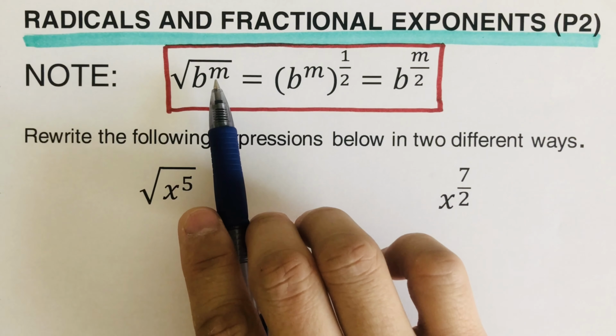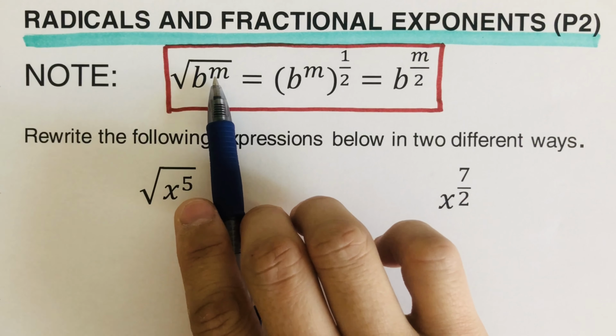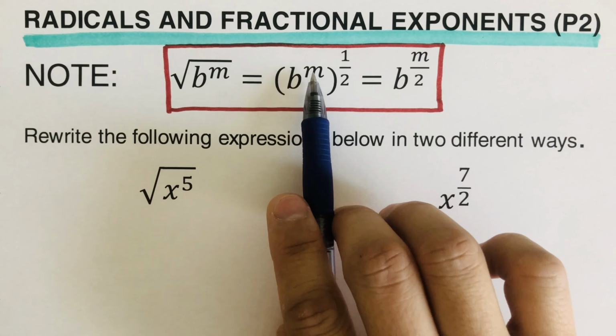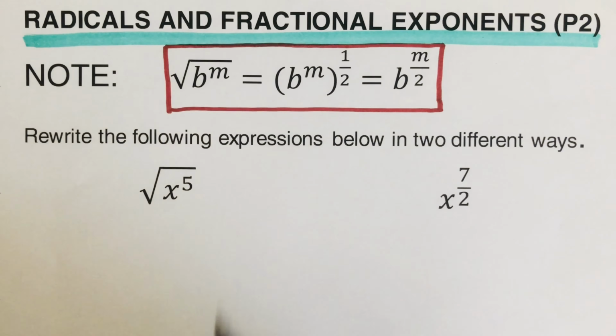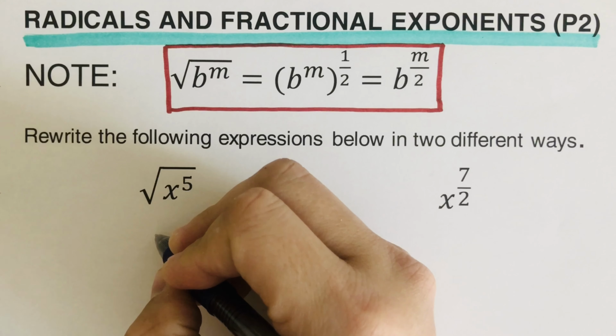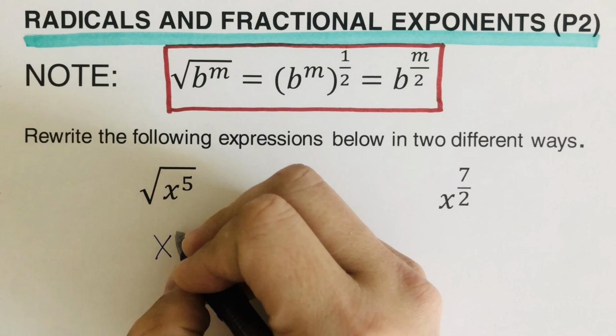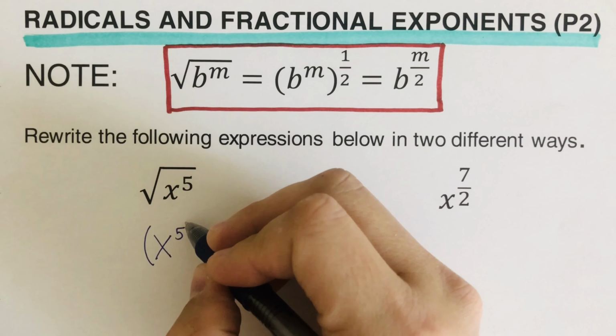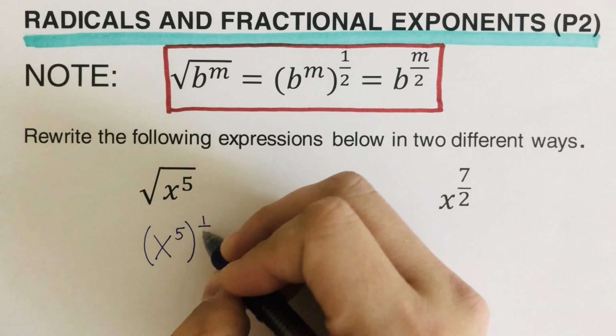If we look at the expression over here, the m is the exponent. So in here, the m stays as an exponent, and the base is still the same. So I can go ahead and write x to the fifth power, and then there's an exponent 1/2. So the radical actually represents an exponent of 1/2.